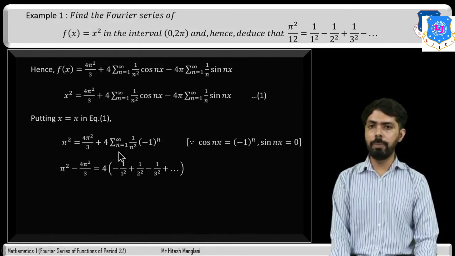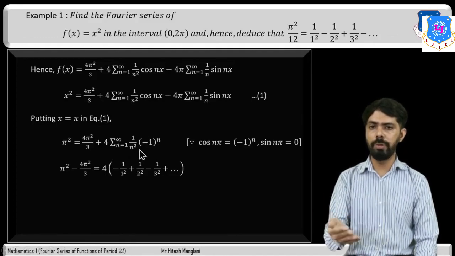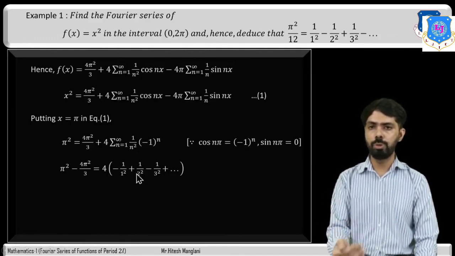For the second term we will put n is equal to 2 in this result. So minus 1 whole square divided by 2 square. So minus 1 whole square will be plus 1 divided by 2 square. So the second term will be 1 divided by 2 square.